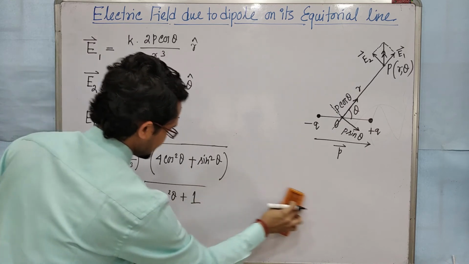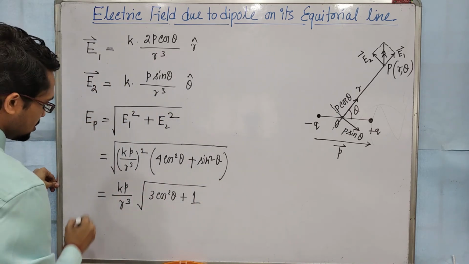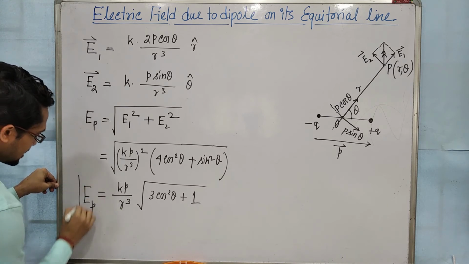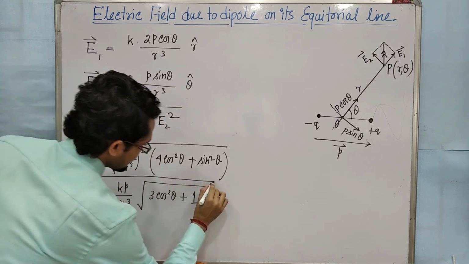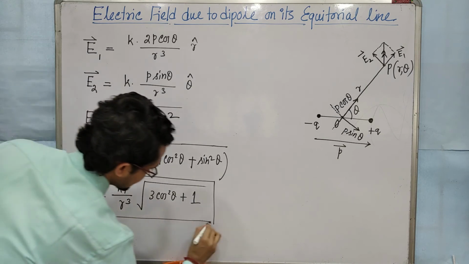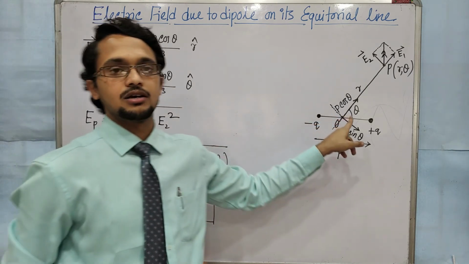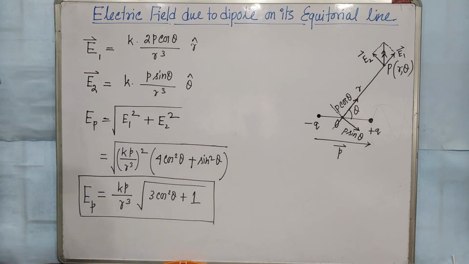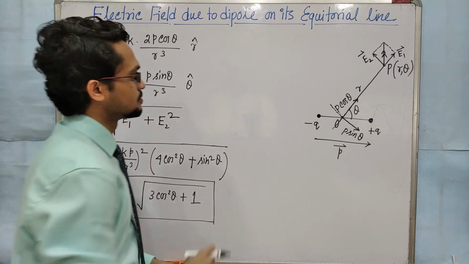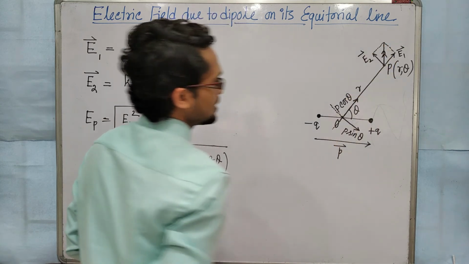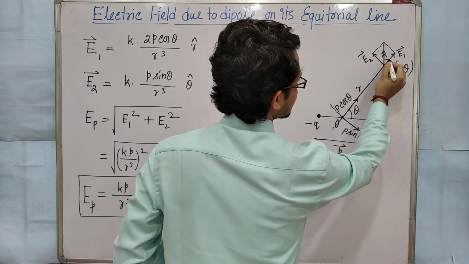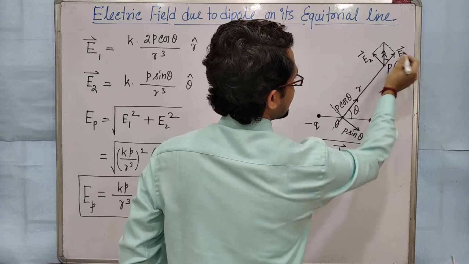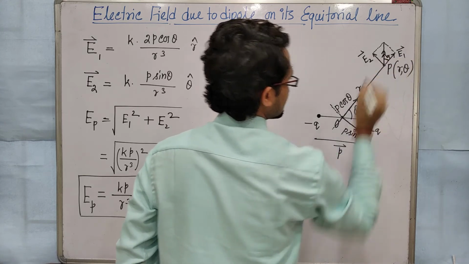So this is the magnitude of the electric field intensity at point P, which is at coordinate r comma theta from the midpoint of this dipole. This is the magnitude. Now we will see the direction. Suppose I take this direction with E1, and suppose the angle is alpha.